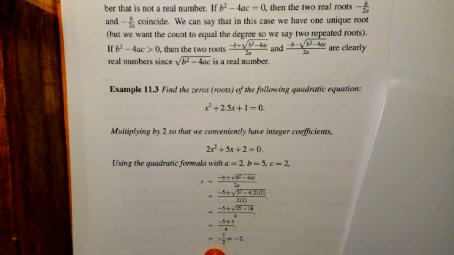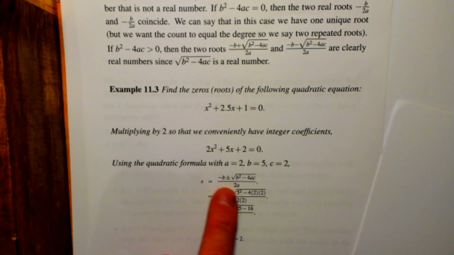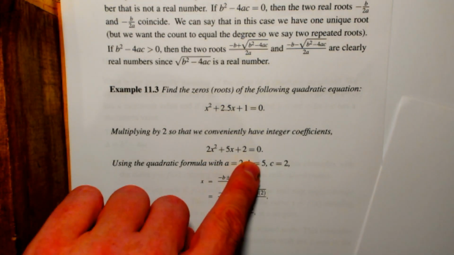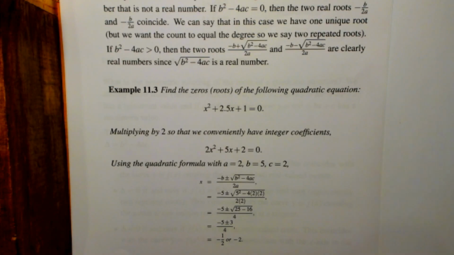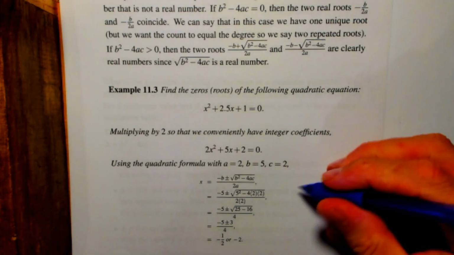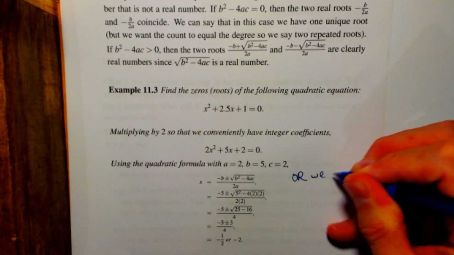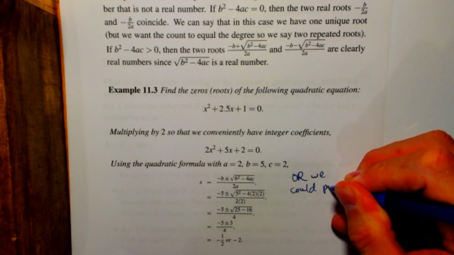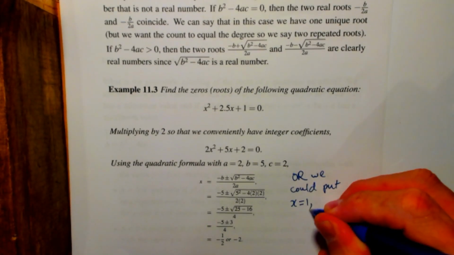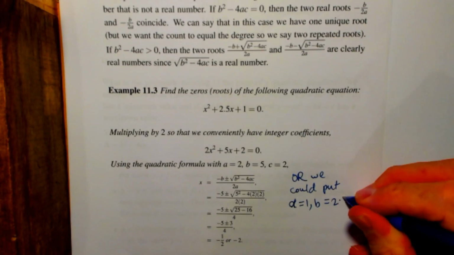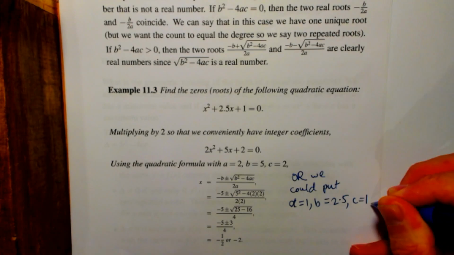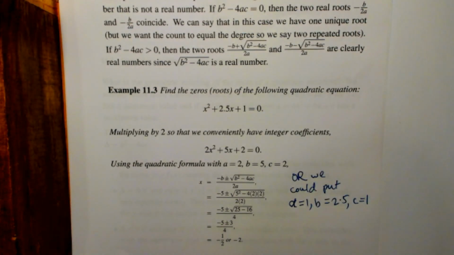Yes, there we go. Okay, so in this version, you're just subbing in the a, which is 2, the b, which is 5, and the c, which is 2, into the quadratic formula, and you simplify. Which is pretty easy. Alternatively, like we said before, we could put A is 1, B is 2.5, and C is 1. Just from there, and you would get the same result.